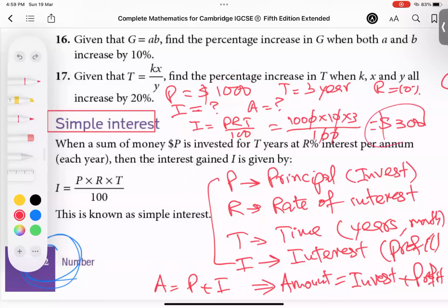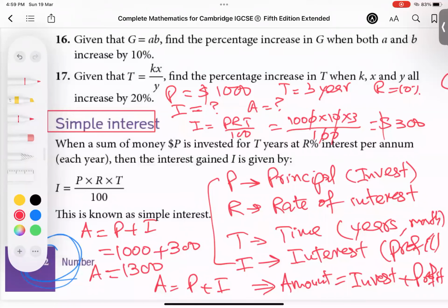But if someone asks you to give the amount, A, I'm writing it below here. The net amount formula is A equals P plus I. P is your money and I is what the bank will give you. Your money is $1,000, and the money you get, your profit, is 300. So the total amount at the end of 3 years is $1,300. I hope the point is very, very clear.